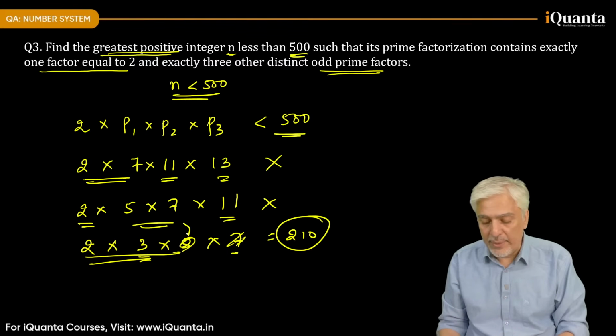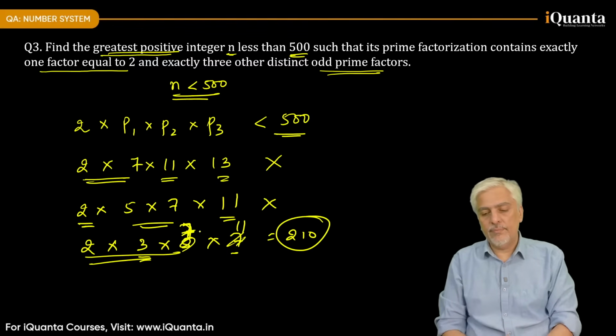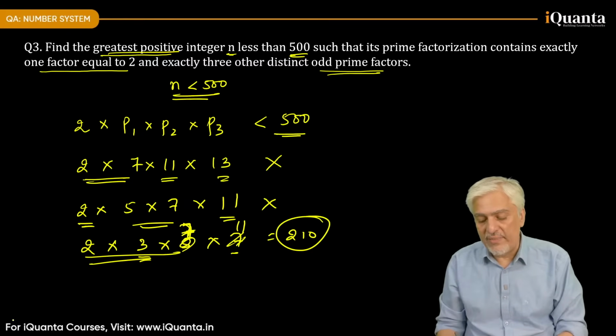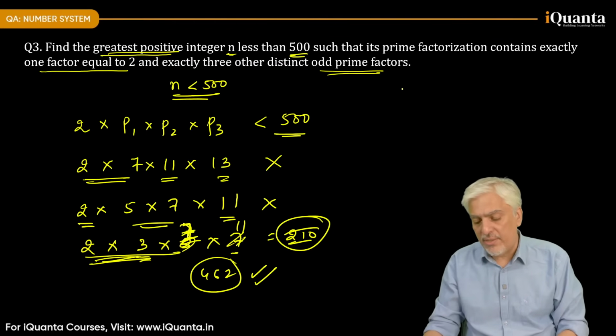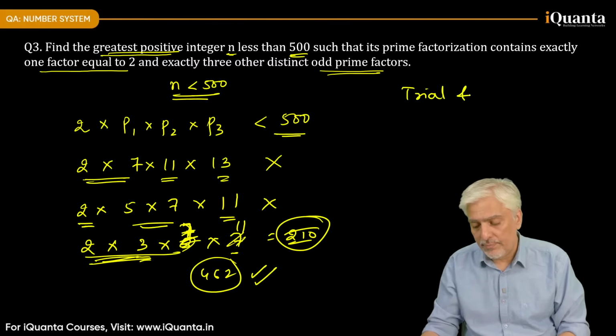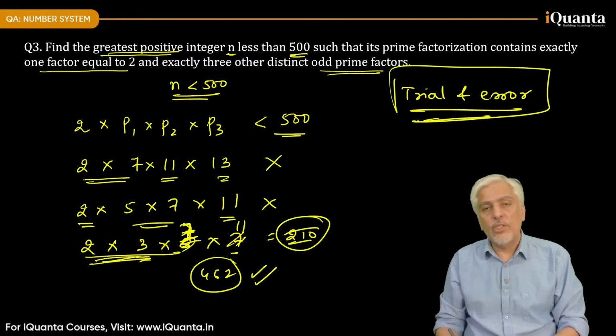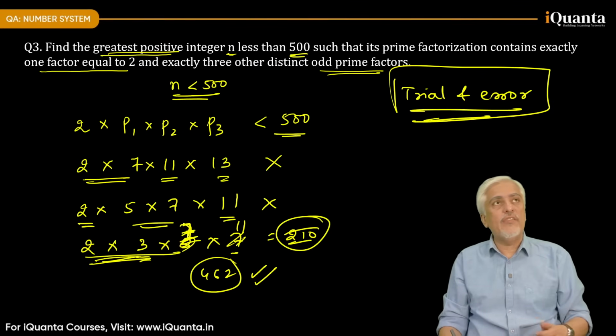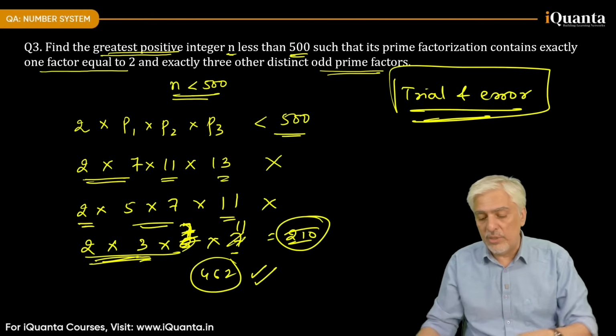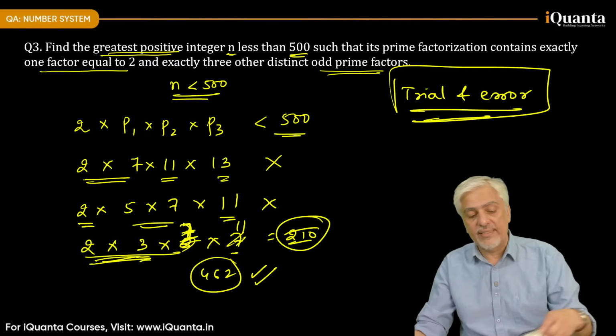3, 7, 11. How much is this? 6 sevens are 42. 42 elevens are 462. Working. This is a little bit trial and error. You have to be sure that for the number which you have taken, there is no other bigger number possible than that.